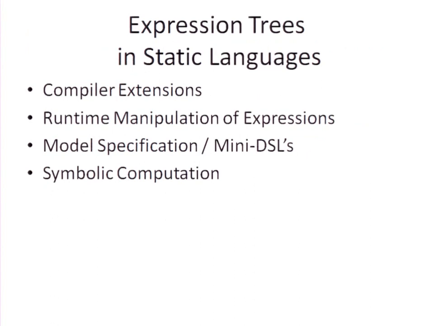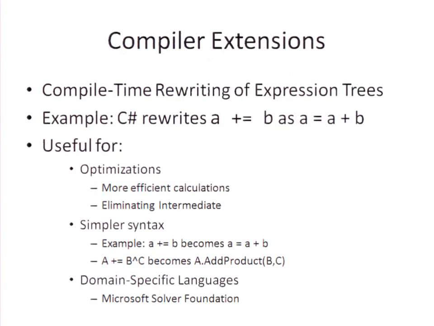So, expression trees in static languages. There's 4 things that I see could be done with that would be useful. These are things that aren't necessarily possible today, but they might be possible tomorrow. One is compiler extensions. What I mean by that is that the compiler at compile time passes an expression tree to an extension, and the extension can rewrite the expression tree and pass it back to the compiler. One example of this today is how C# and VB rewrite compound assignment operators.